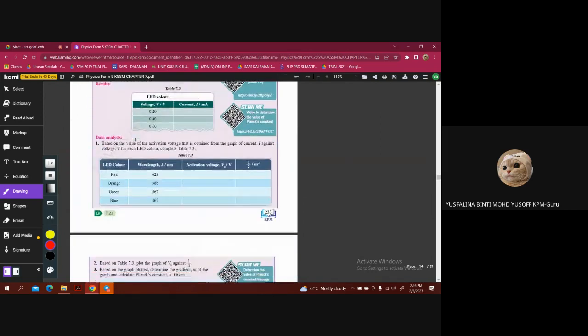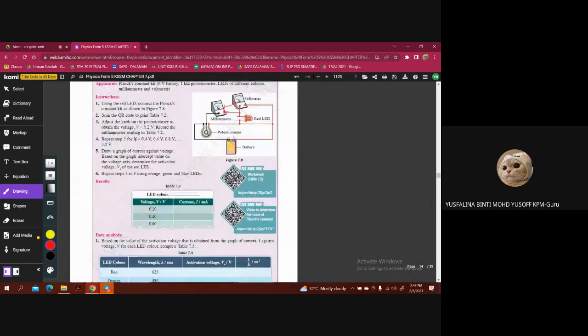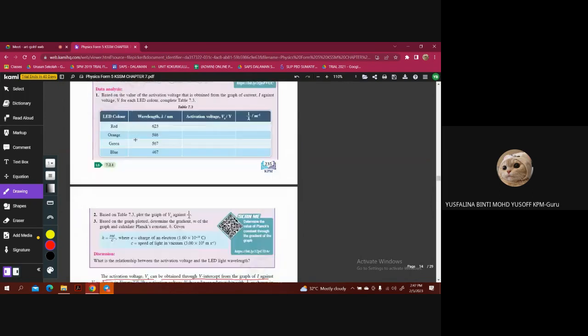After you do this experiment, we have to draw the I against V graph. So this is the graph that we got. VA is actually the activation voltage, right? It means the minimum voltage needed, which can be obtained through the V-intercept from the graph of I against V.